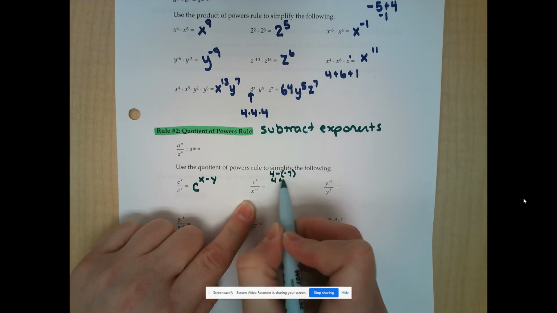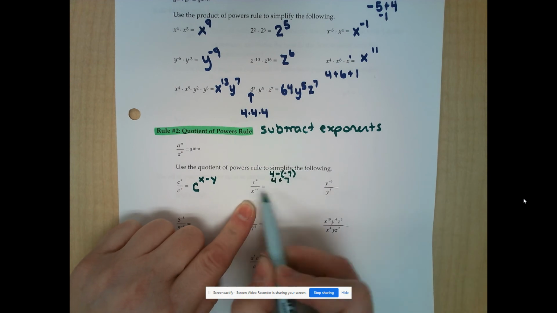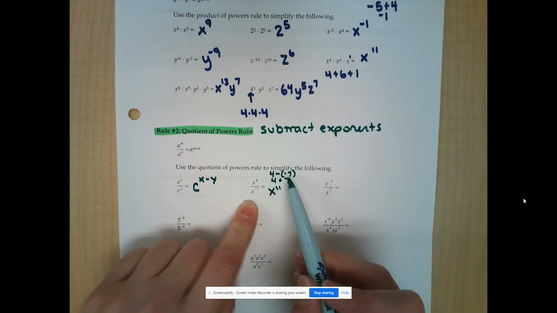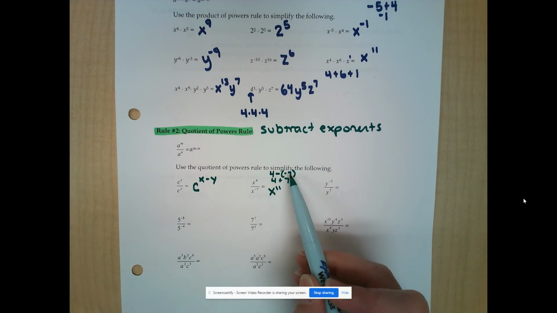Or 4 plus a positive 7. So the bases are the same, x, 7, 8, 9, 10, 11. It would be x to the 11th. I am subtracting the exponents, but since this is subtraction of integers, I rewrote it as addition first.